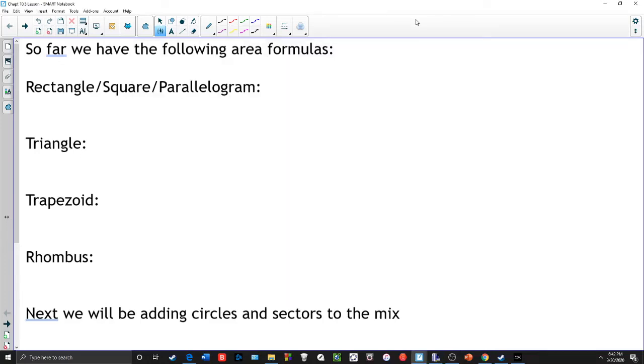So we're going to be looking at the next little section, chapter 10 here, which is 10.3, which is on circles. Circles and sectors, to be honest. So let's review the following formulas that we have so far for the shapes that we know.